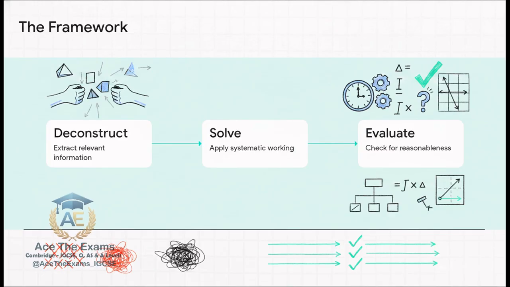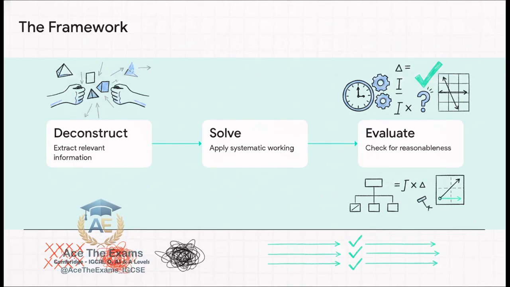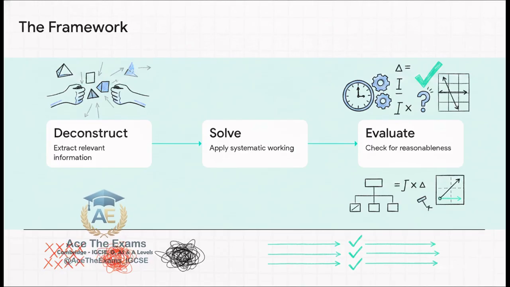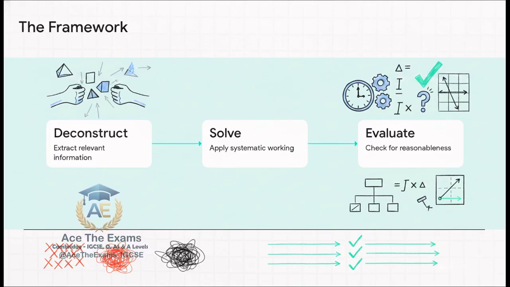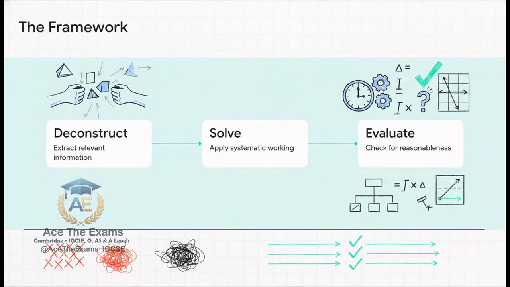Step 3, evaluate for reasonableness. Does the final vector actually make sense in the 2D or 3D geometric space provided? We're giving you a 60-second visual timer on screen right now to try rewriting Sam's answer using this exact method. Time's up. And this brilliantly illustrates how the Deconstruct, Solve, Evaluate framework helps secure those elusive marks.